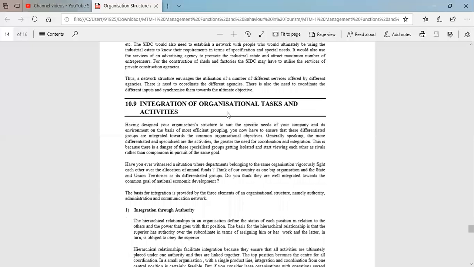So in the matrix organization, the work is being done simultaneously. And in the network structure, it is done one and then another and then another. That's why people go for government jobs.